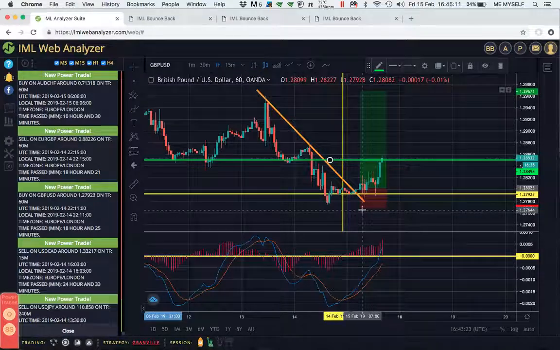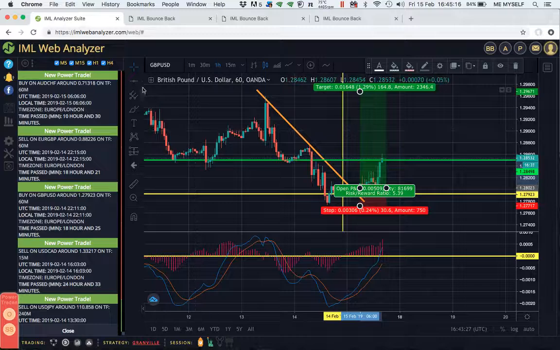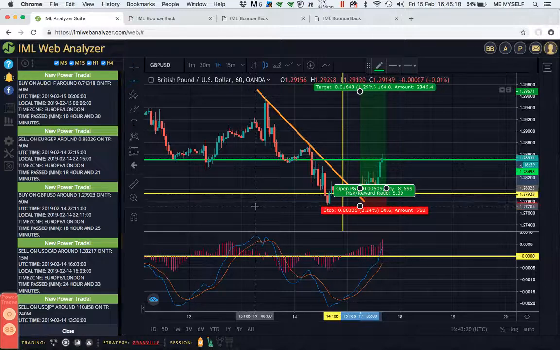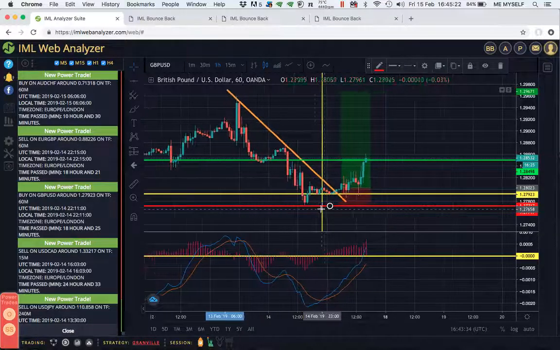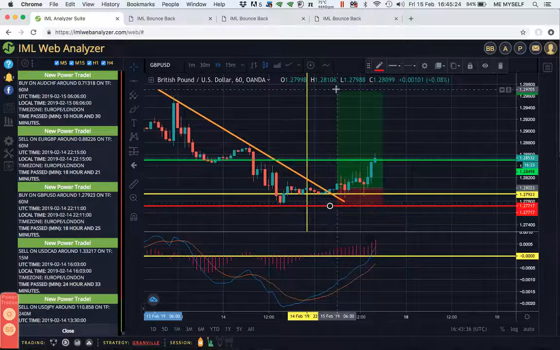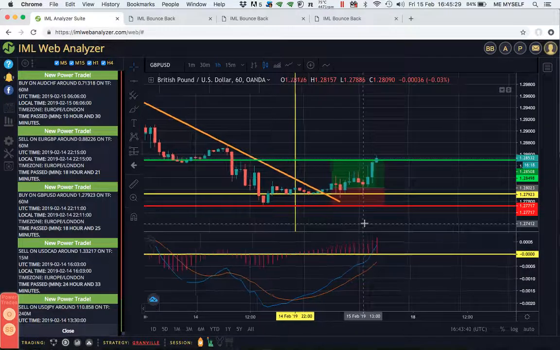Your stop loss is always beneath your previous low, just right there. Okay, and that is your trade setup. Okay, that is your trade setup. Boom.